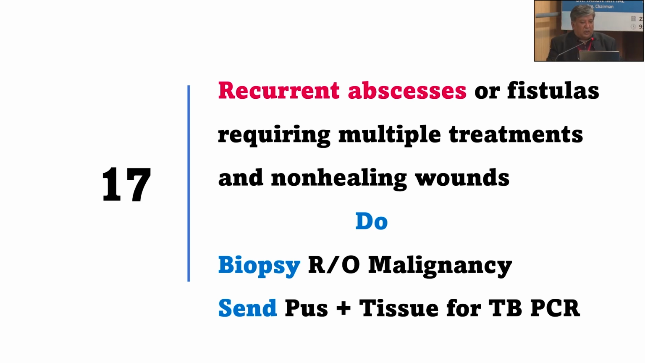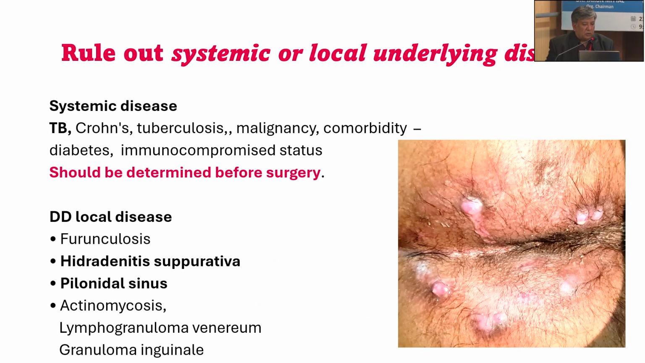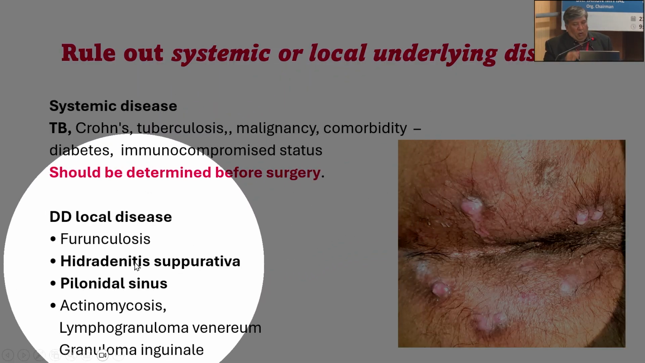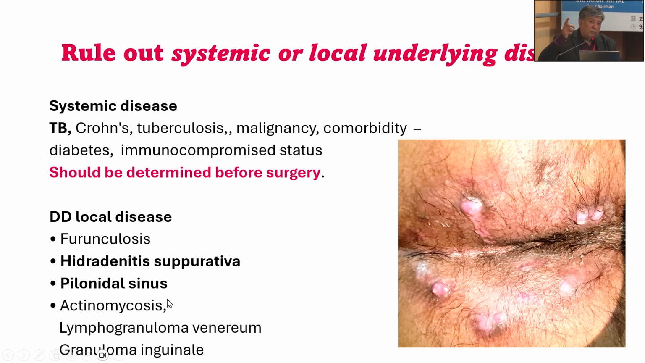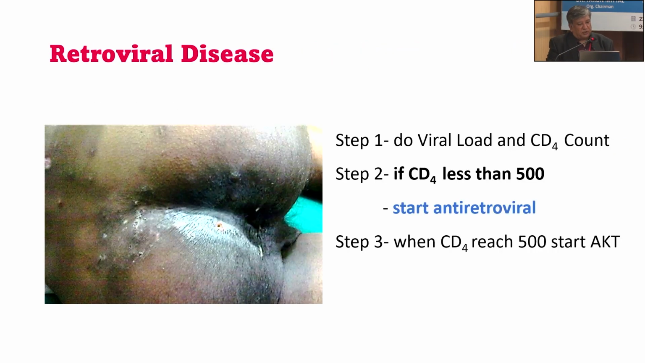Recurrent abscess, fistula requiring multiple treatments, and non-healing wounds: biopsy. Rule out malignancy. Send pus and tissue for TB PCR. So if you have anything like this, think of tuberculosis, Crohn's, malignancy, and tuberculosis is quite common. You get 1 to 2 patients a month. They come with either fistula with multiple holes all around, or they come with perianal sinus with multiple holes all around. You have to treat that first, and this comes in the end after 6 months.